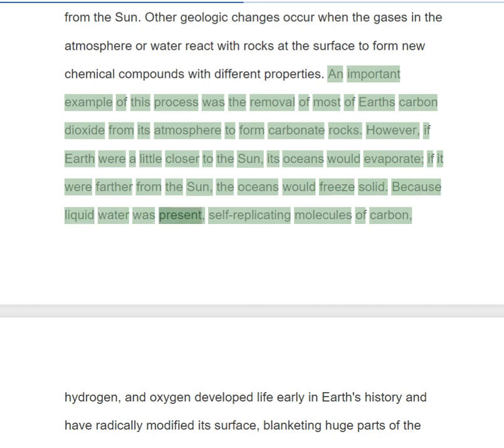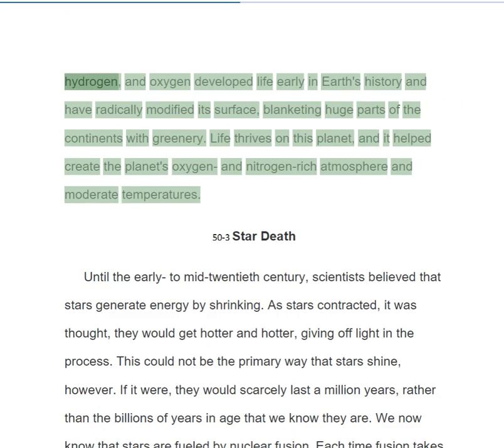Because liquid water was present, self-replicating molecules of carbon, hydrogen, and oxygen developed life early in Earth's history and have radically modified its surface, blanketing huge parts of the continents with greenery. Life thrives on this planet, and it helped create the planet's oxygen and nitrogen-rich atmosphere and moderate temperatures.